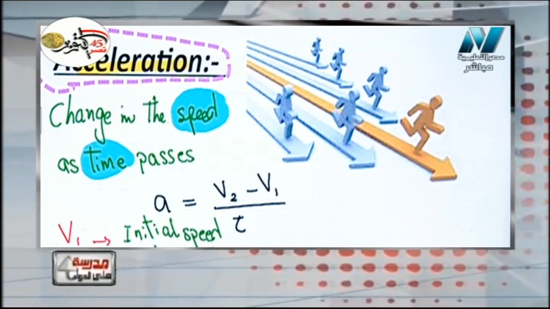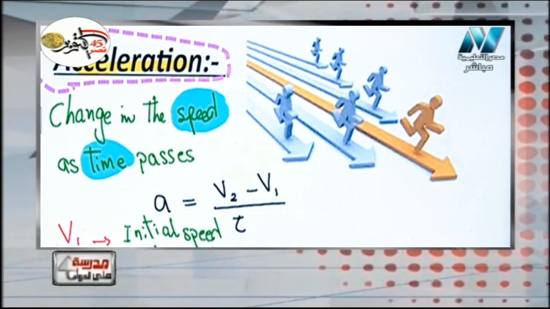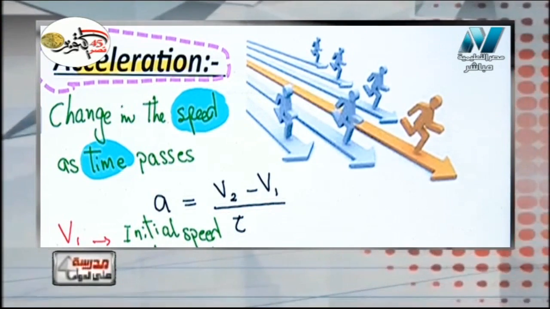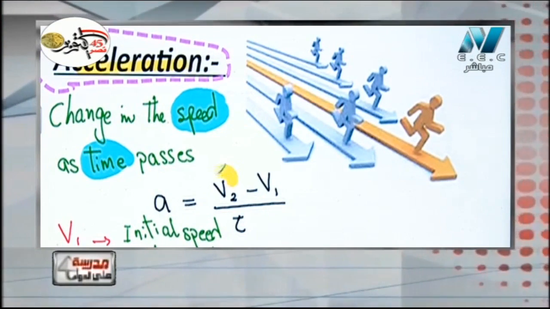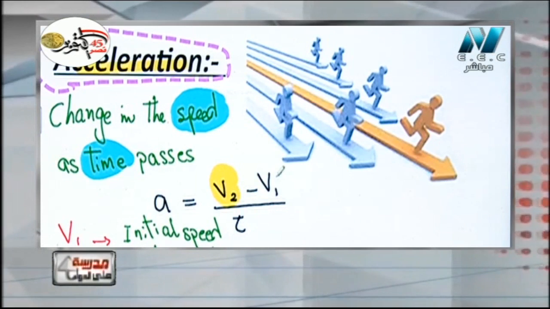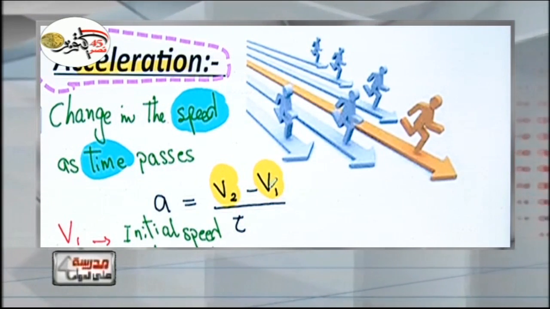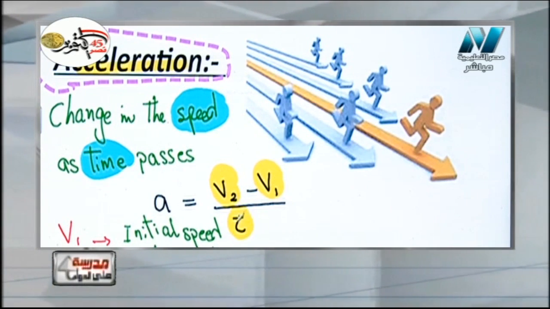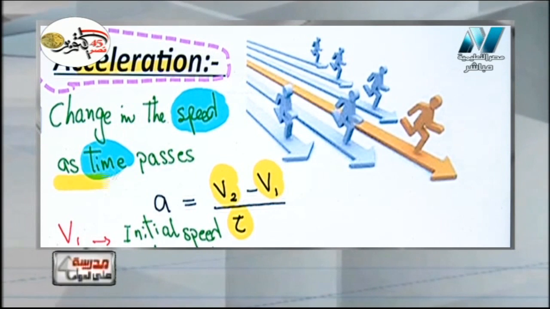Here we have subtraction between what and what? We have subtraction between V2, the final speed, and V1, the initial speed, over time, as time passes, as we know in this definition.